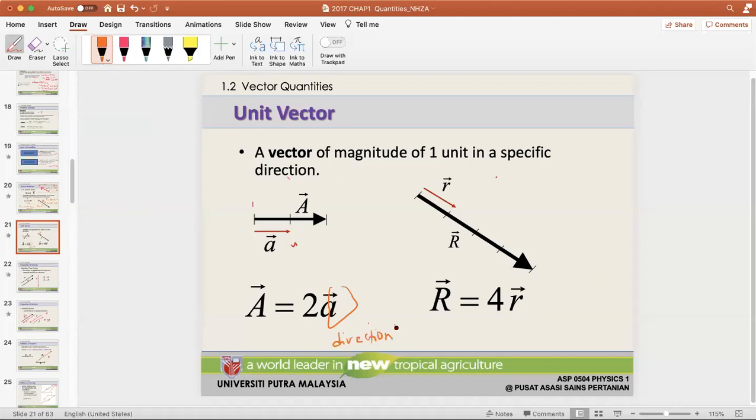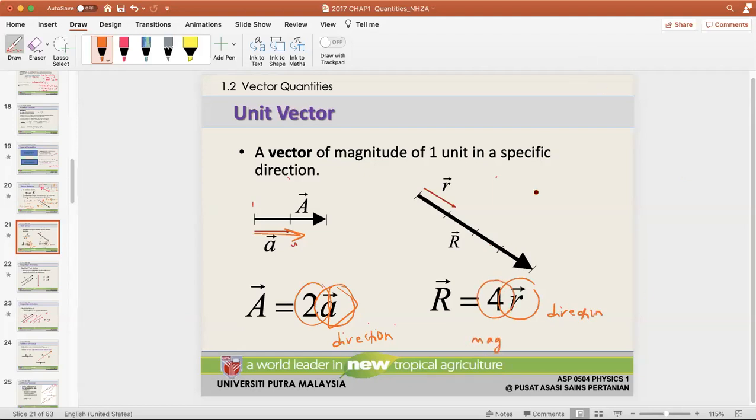My internet is unstable. Okay, so this means that the magnitude is 2, but the direction is small a. So where is a? It is this way, given with this arrow. So R is this direction. How do I describe the vector capital R? Vector R is 4 units, 1, 2, 3, 4, in the direction of small r. So this is the direction, and this is the magnitude.